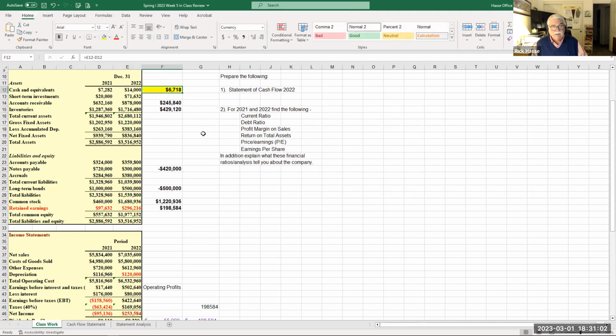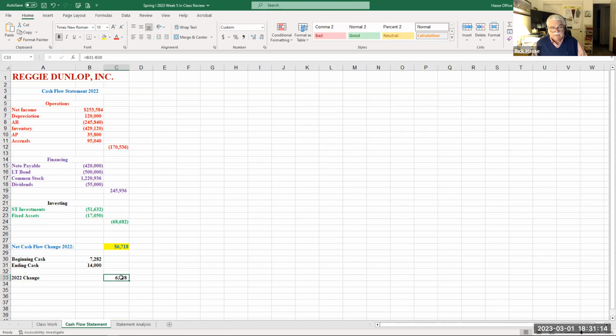Notice the cash position of this company changed from 2021 to 2022 by $6,718. If I go over to the next tab, that's exactly how much the statement of cash flow is indicating how cash has changed, $6,718. So the reader of the statement of cash flow can get a pretty good idea of where this $6,718 of change in cash from the prior year came from. And that tells you a lot about the business.